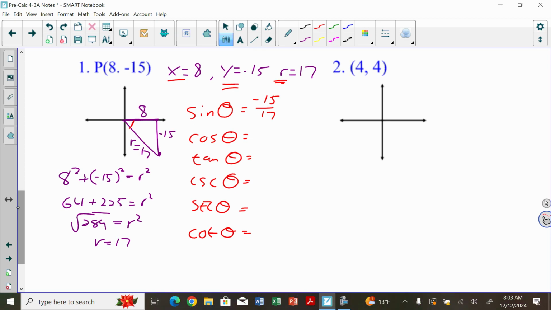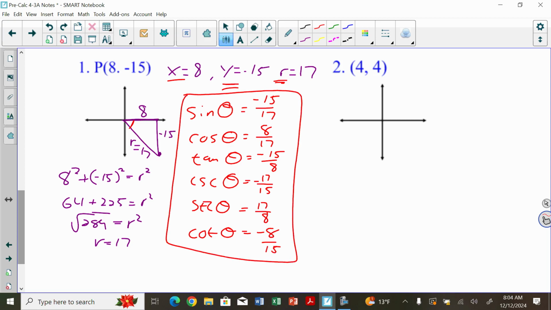All right, so cosine is adjacent over hypotenuse, so that's going to be 8 over 17. And then tangent is opposite over adjacent, so with tangent we've got negative 15 over 8. Now we know that the other ones are just reciprocals. Cosecant is the reciprocal of sine, so negative 17 over 15. Secant would be 17 over 8, because it's the reciprocal of cosine. Cotangent would be negative 8 over 15, because it's the reciprocal of tangent.